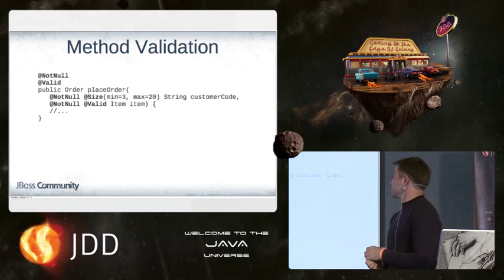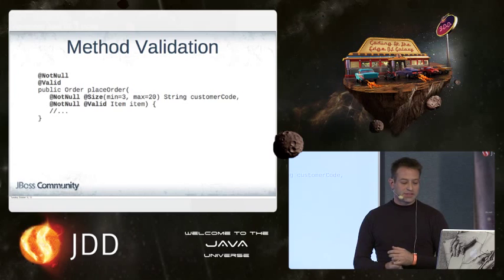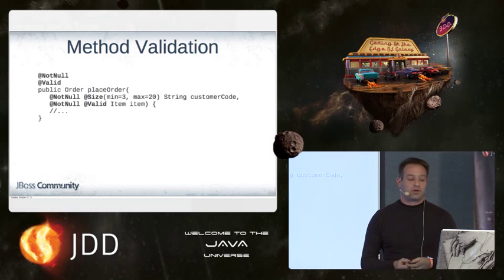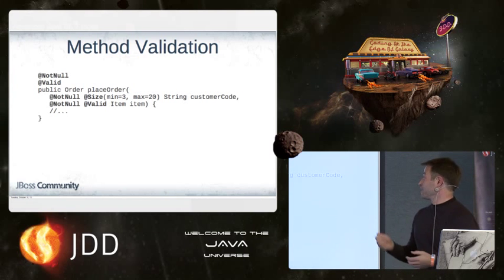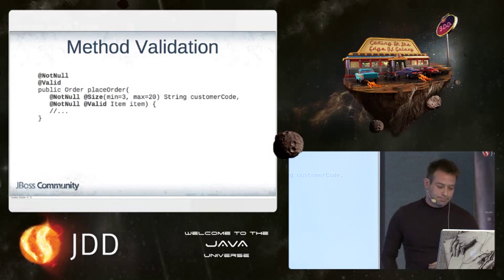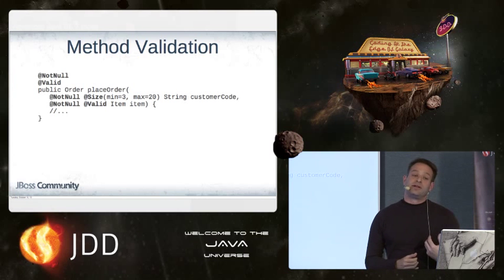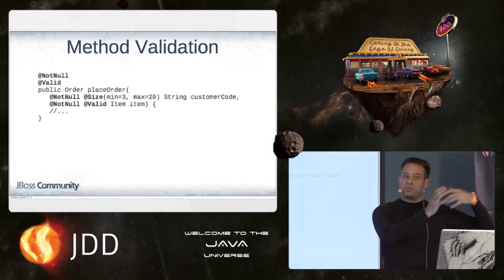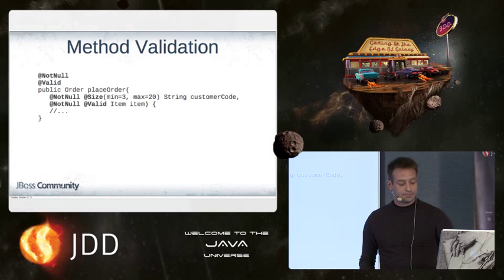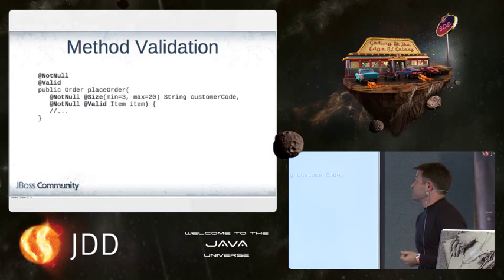So in this case, we have a placeOrder method, which has a customer code, and this customer code cannot be null, and it has to be between 3 and 20 characters. And the item which gets placed can also not be null, and @Valid basically says, take this item and validate the state of this item. And then in the return value, the order instance returned cannot be null, and it has to be valid. Again, the state of the returned object must pass all the validation rules. So that's the biggest new feature in Bean Validation.